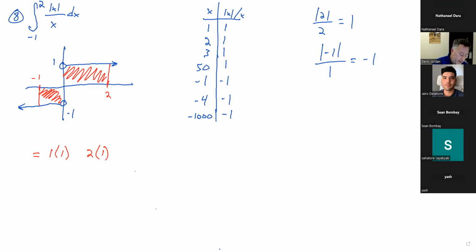But the area above the x-axis is positive, and the area that's below the x-axis is going to be negative. So any area below your x-axis is going to be negative. So -1 plus 2 is 1.